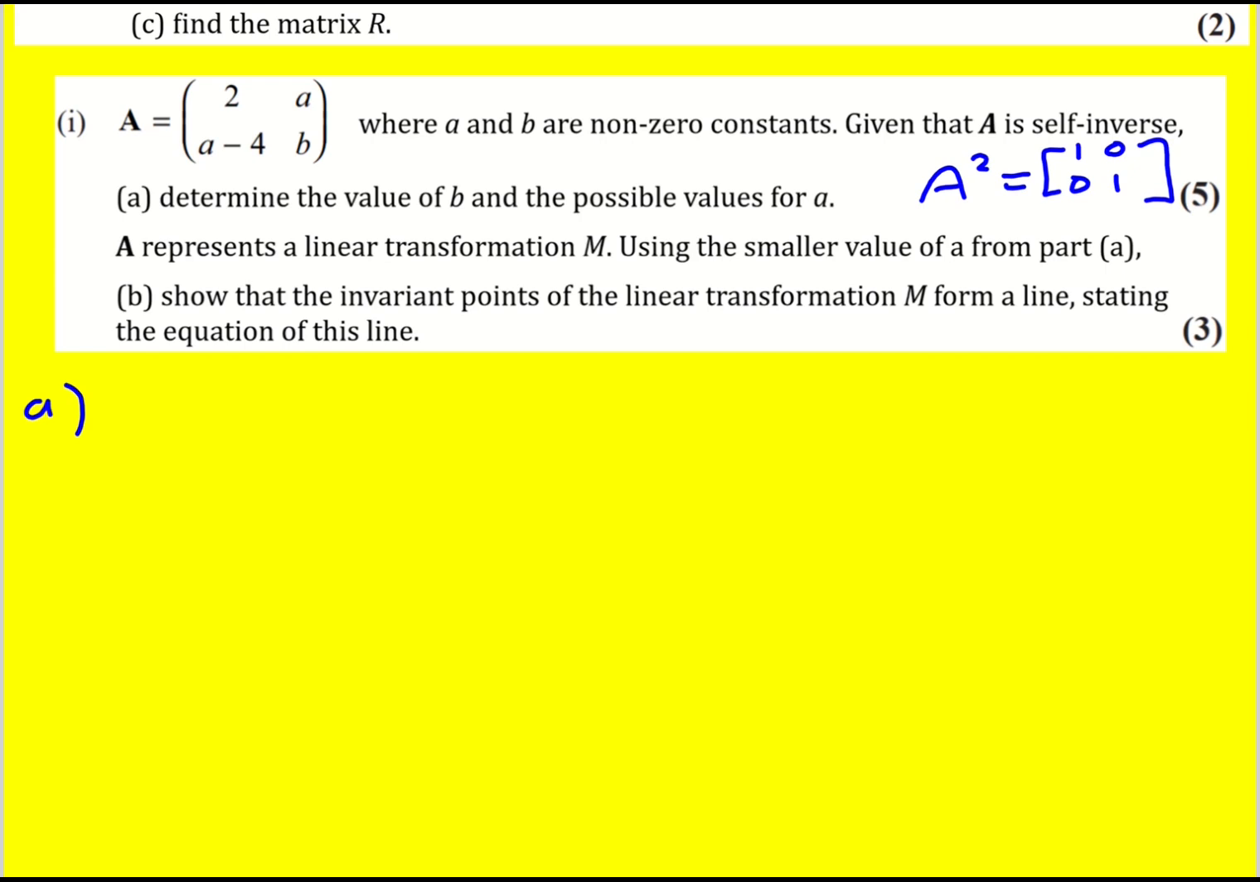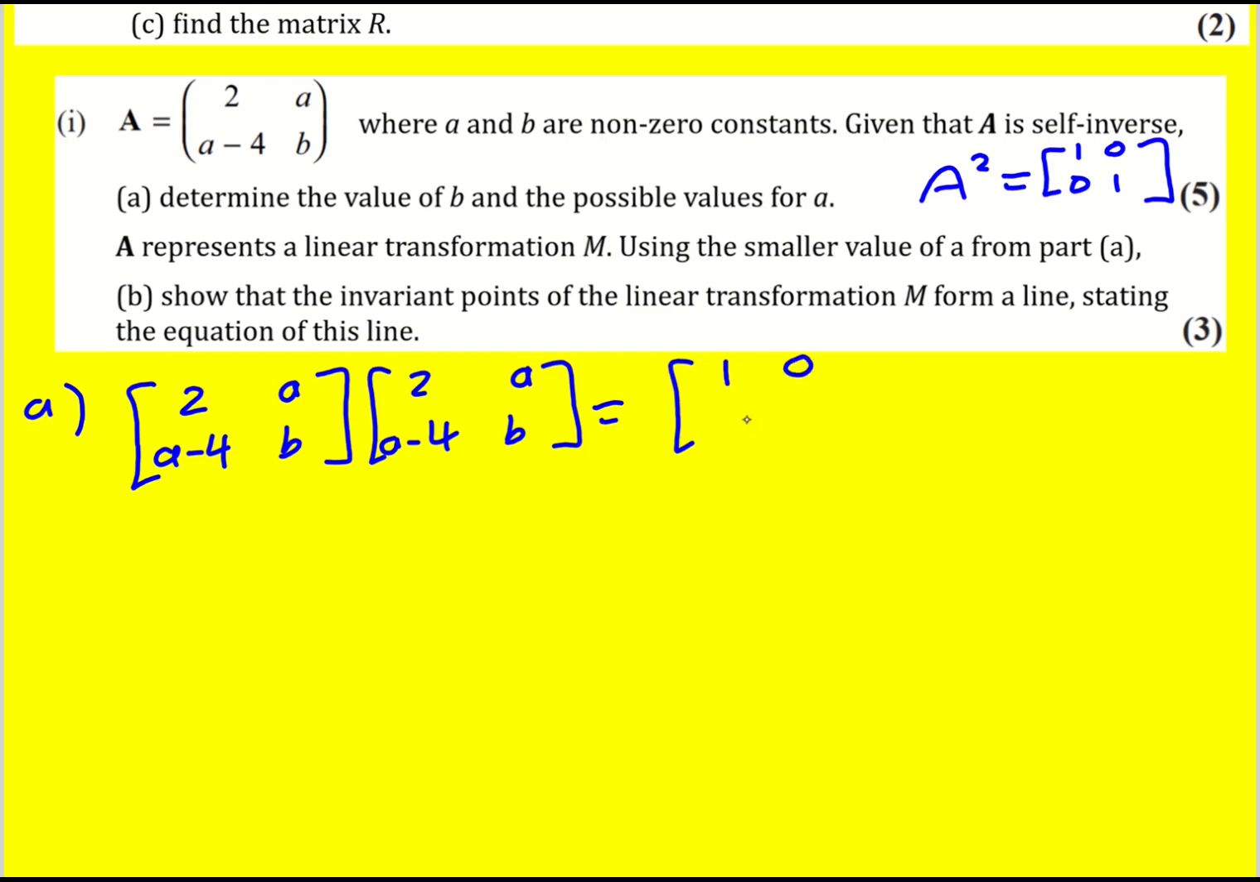So we do not need to apply any kind of inverse formula here. All we need to do is, like I said, times it by itself. So 2a minus 4b multiplied by 2a minus 4b is equal to, well, I'm just going to create this equation and then write my steps down equal to that.